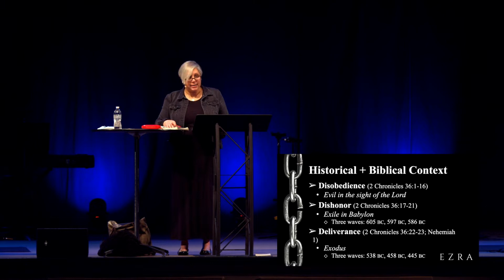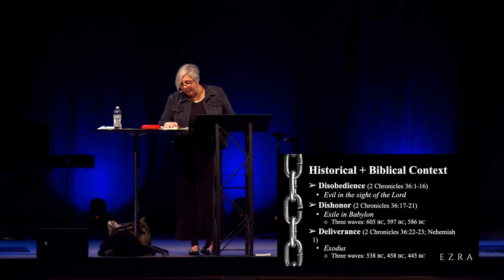Nebuchadnezzar also carried part of the vessels of the house of the Lord to Babylon and put them in his palace in Babylon. Now the rest of the acts of Jehoiakim and the abominations that he did and what was found against him, behold, they are written in the book of the kings of Israel and Judah. And Jehoiachin, his son, reigned in his place. Jehoiachin was 18 years old when he became king, and he reigned 3 months and 10 days in Jerusalem. He did what was evil in the sight of the Lord.